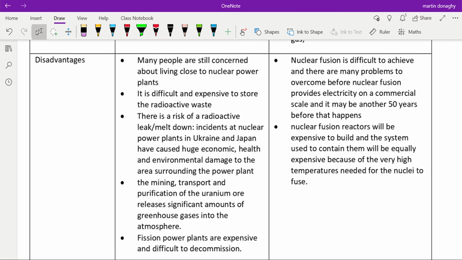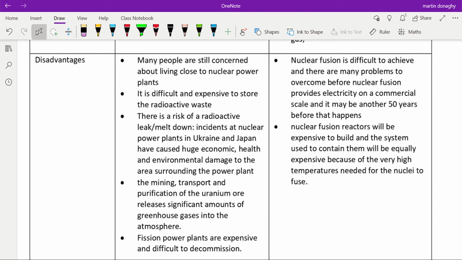Disadvantages then of fission. Many people don't want to live near one because of the risks that are involved. It is difficult and expensive to store the waste that is produced. That's the major drawback, really. There is a risk of a leak or a meltdown. There have been major incidents in Ukraine and Japan, but that's only 2 incidences out of all the nuclear power plants all over the world that have been running for 60, 70 years now.